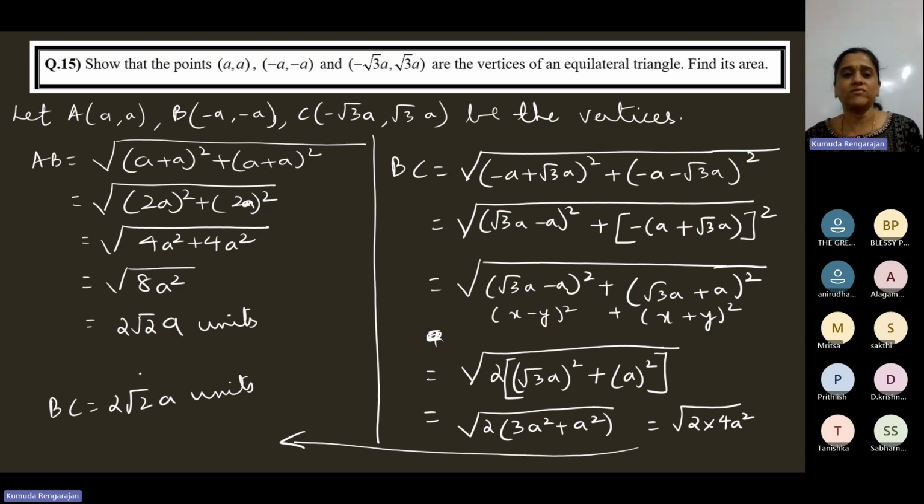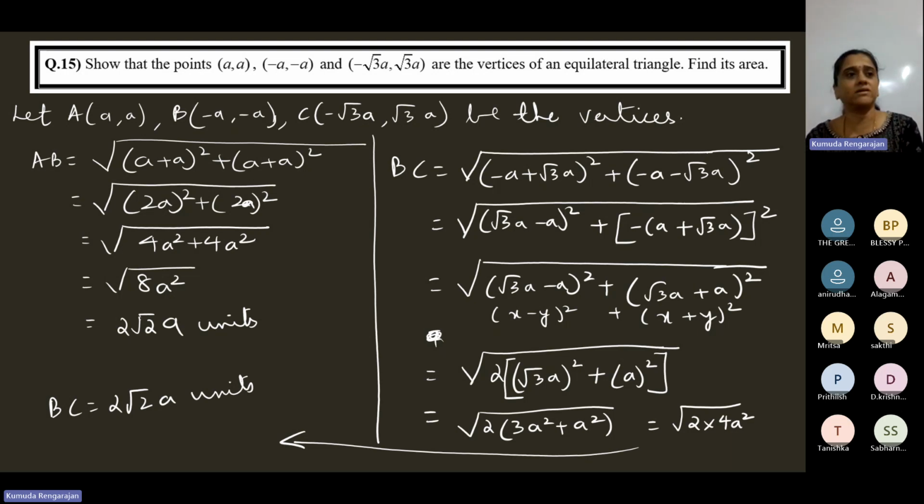Correct? Now we'll have to find AC. Children, it's time, so I'll just stop. So like this, we'll have to also find AC. You can see if you can use the identity like we used here to find AC. So you will get 2 root 2a there also. So you must say AB is equal to BC is equal to AC. All the three sides or all the three line segments have the same length 2 root 2a. So it's an equilateral triangle.